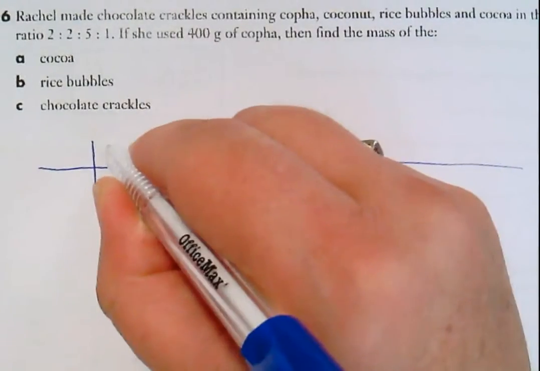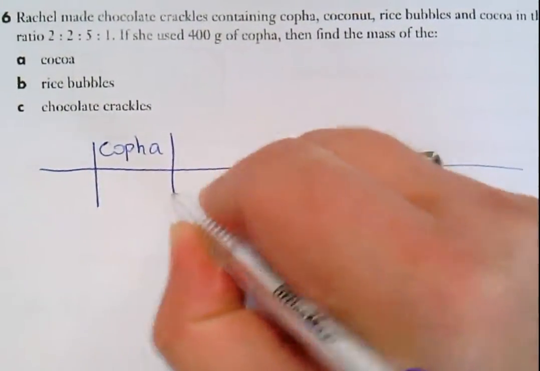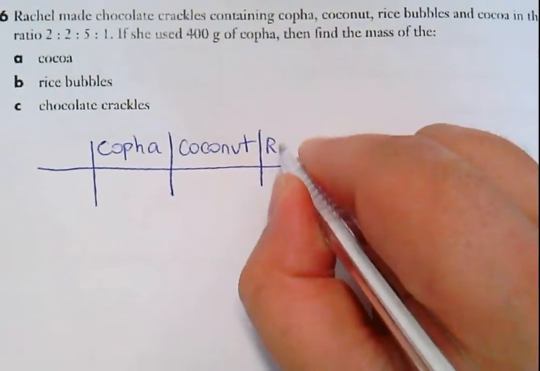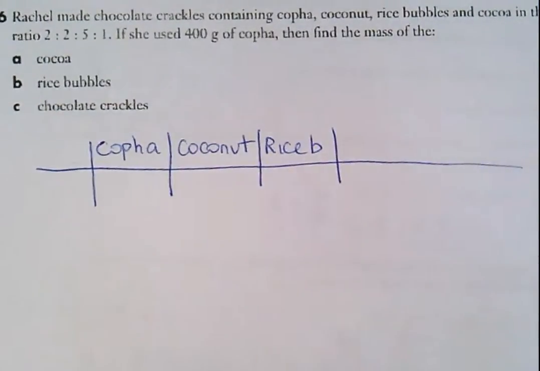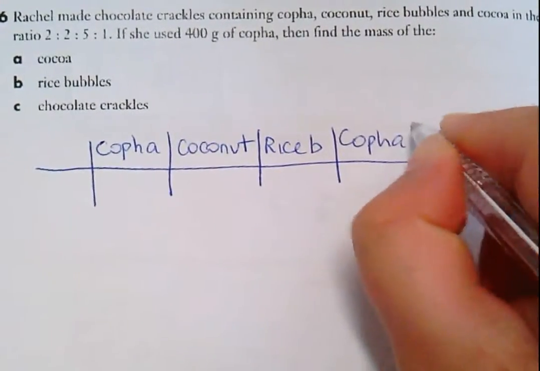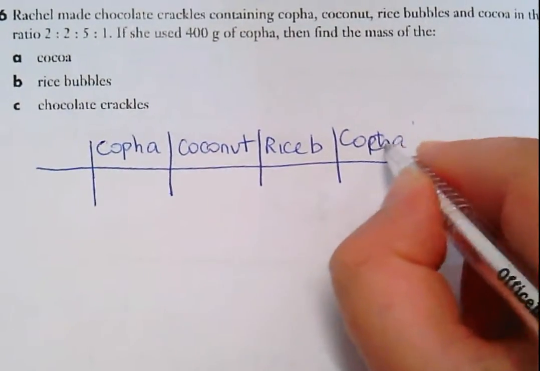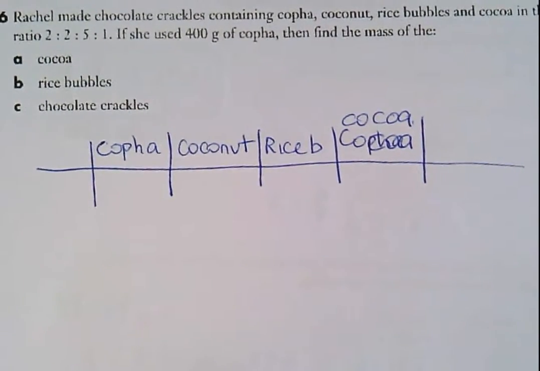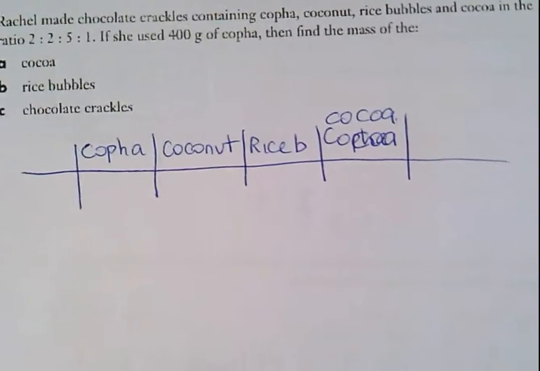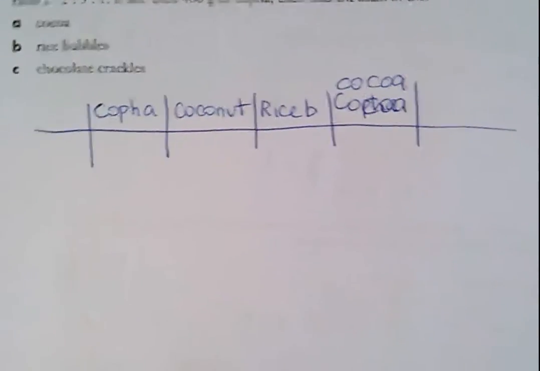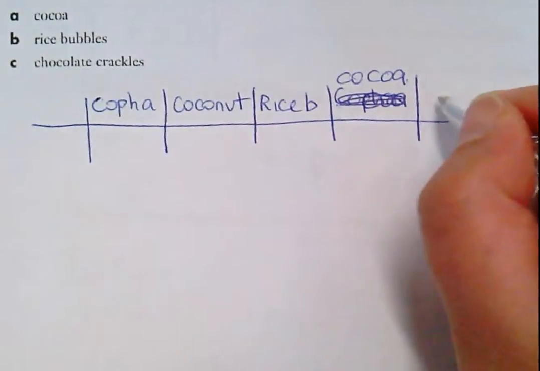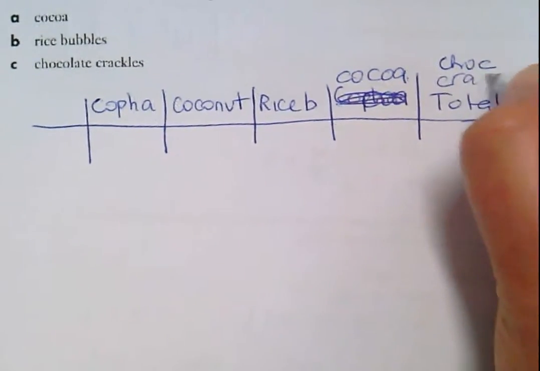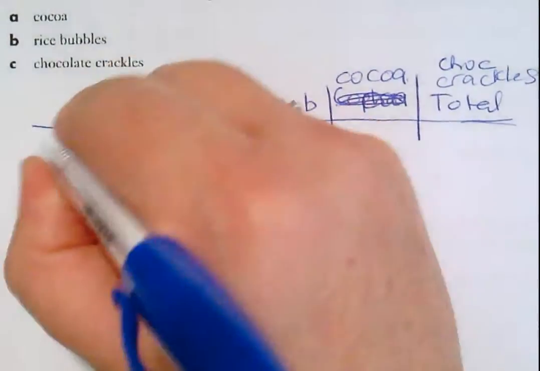What's my first ingredient? Cocoa. What's next? Coconut. What's next? Rice bubbles. I'll just put rice B. And cocoa. No, you already wrote that. Oh, cocoa. Okay, so cocoa, it all starts with C, just about. Cocoa, coconut, rice bubbles and cocoa, and total, what's the total? It's actually the chocolate crackle. Do you know what I mean? Do you get it? What do I put on the next line?